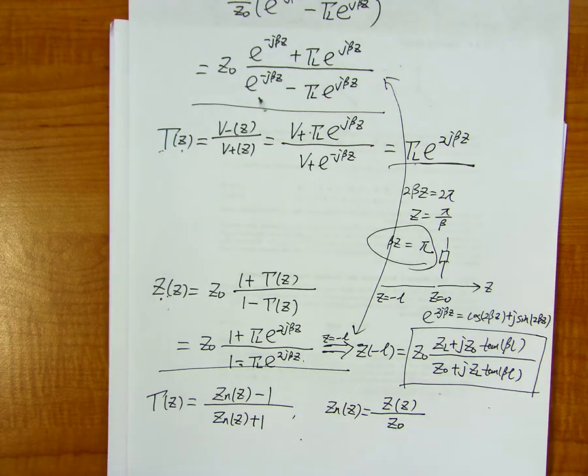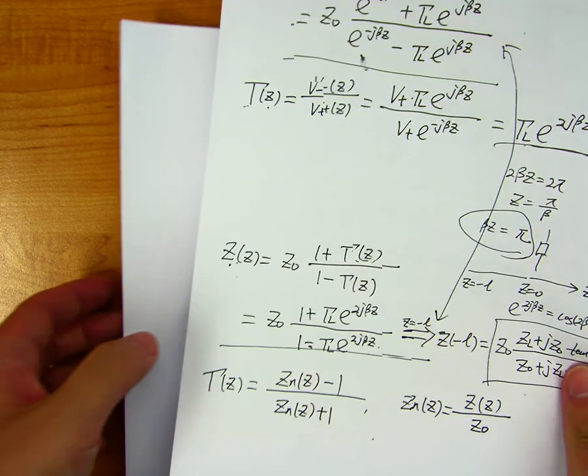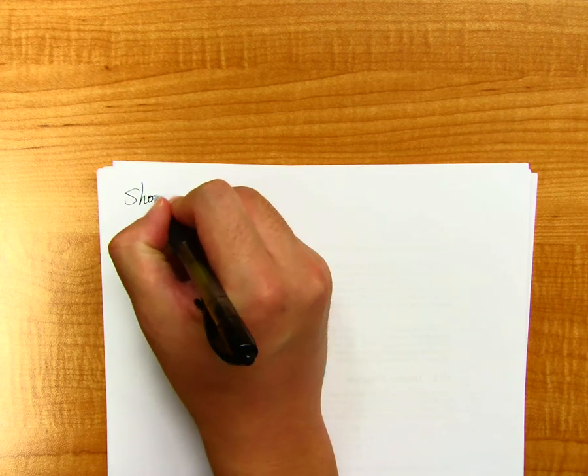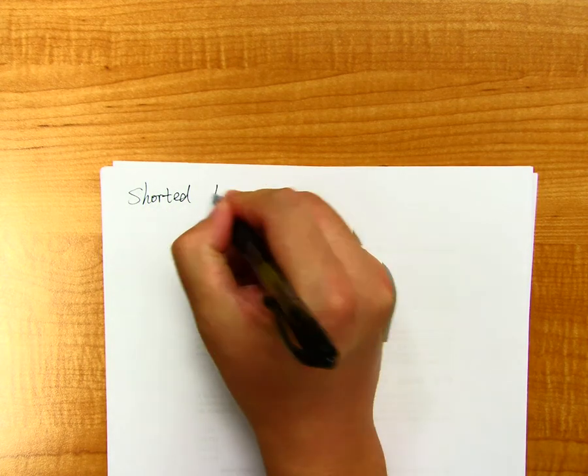And so we have derived these general expressions for a terminated transmission line. Okay, now we will discuss two special cases. The first one is a shorted termination.